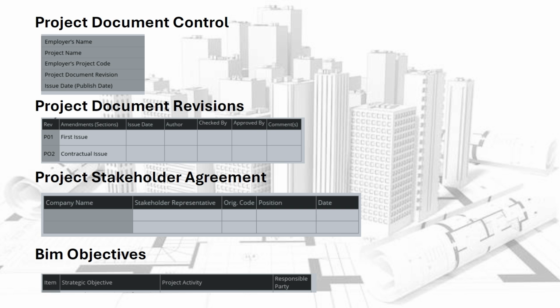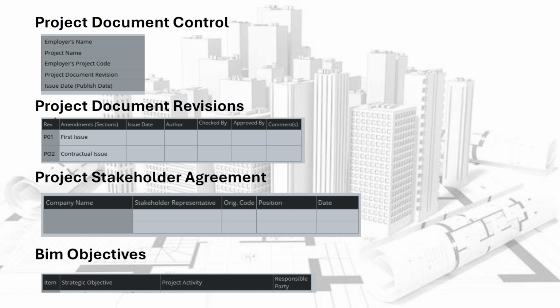This section helps maintain a clear record of updates, amendments, and approvals, ensuring that everyone involved is working with the most current and accurate information. Below is a template for the project document revision section that includes fields for revision numbers, amendments, issue date, author, checked by, approved by, and comments. Revision number, a unique identifier for each revision of the document or model, e.g., Rev 00, Rev 01, Rev 02. This helps track the version history.